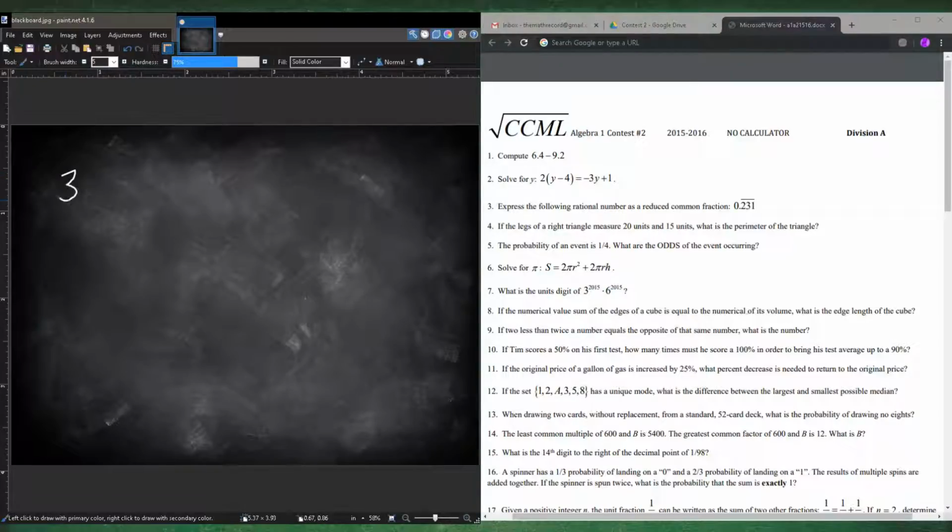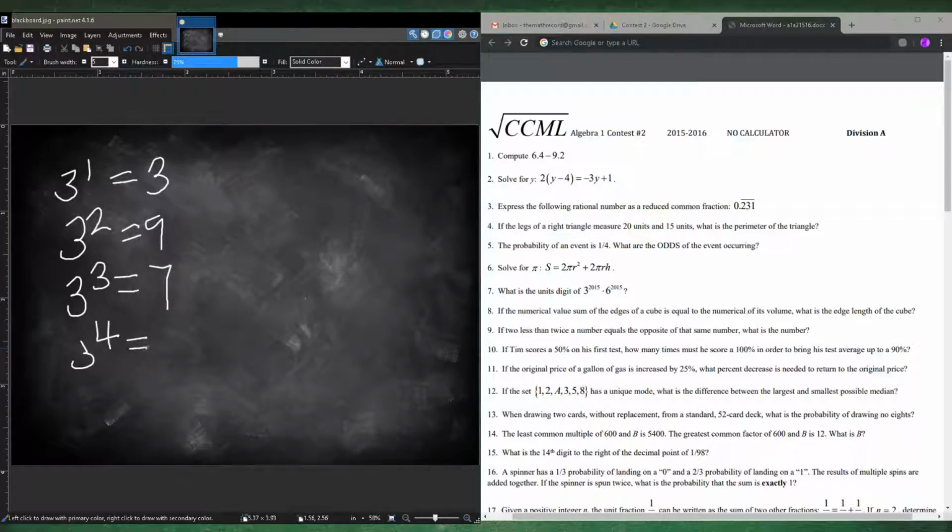So let's say you have 3 raised to the power of 1, right? That's 3. 3 raised to the power of 2 is 9, so the units digit is 9. 3 raised to the power of 3 is 27, and the units digit of 27 is 7. And 3 raised to the power of 4 is 81, so the units digit is 1. 3 raised to the power of 5 is 243, and the units digit is 3.